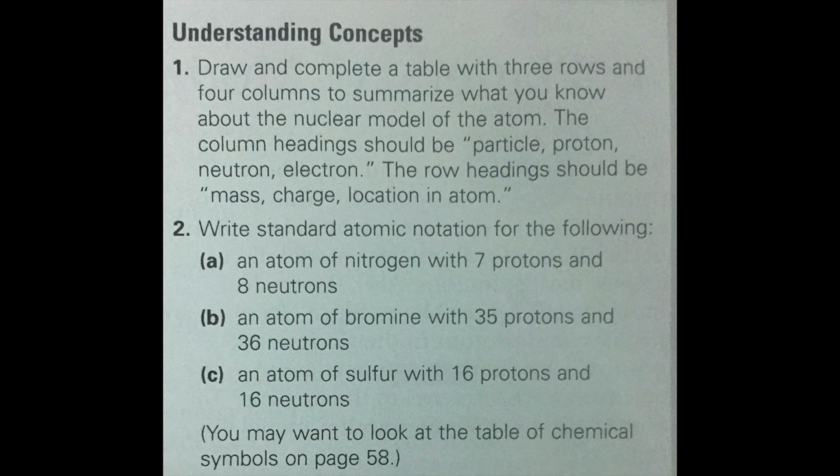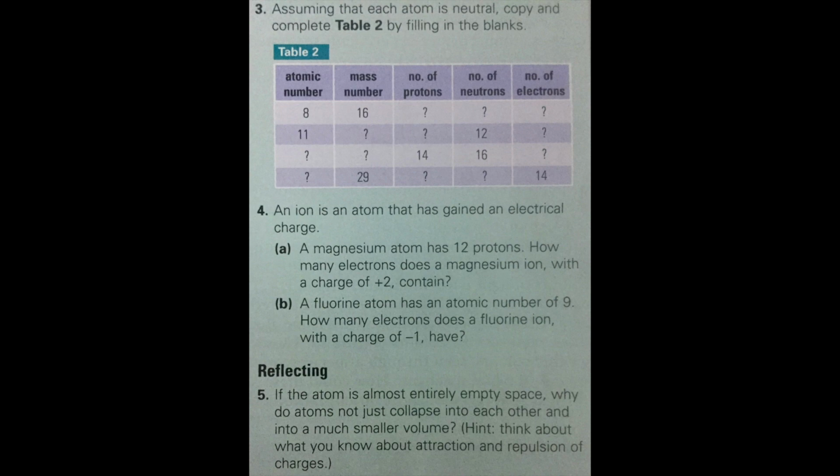Number 2: Write standard atomic notation for the following: A, an atom of nitrogen with 7 protons and 8 neutrons. B, an atom of bromine with 35 protons and 36 neutrons. C, an atom of sulfur with 16 protons and 16 neutrons. You may want to look at a table of chemical symbols on page 58. Number 3: Assuming that each atom is neutral or in the ground state, copy and complete Table 2 by filling in the blanks.